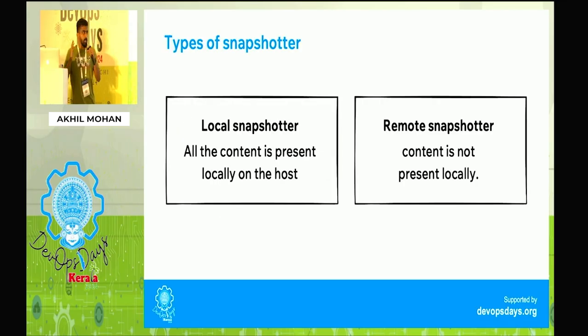Containerd supports two types of snapshotter. One is the local snapshotter and the other is the remote snapshotter. A local snapshotter is one in which you need to have all the content present locally on your host machine. In the case of a remote snapshotter, it's not necessary that all the content is present. The content can be somewhere in a registry or in a remote location. The remote snapshotter is something that we are using to improve the startup time.